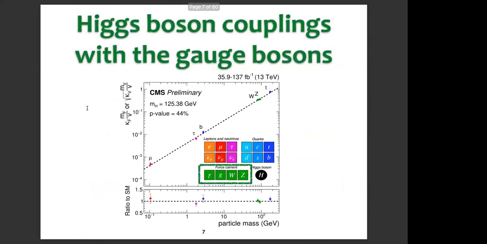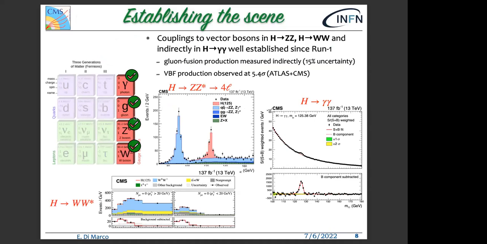Okay, so let me go to the main dish: the Higgs boson coupling with the gauge bosons. Just to set the scene, we have now established the coupling with all the gauge bosons. Of course, through the decay, for example into Z and W, you have the direct coupling. But also indirectly with the photons, through the decay to gamma gamma, which occurs through the top quark loop.